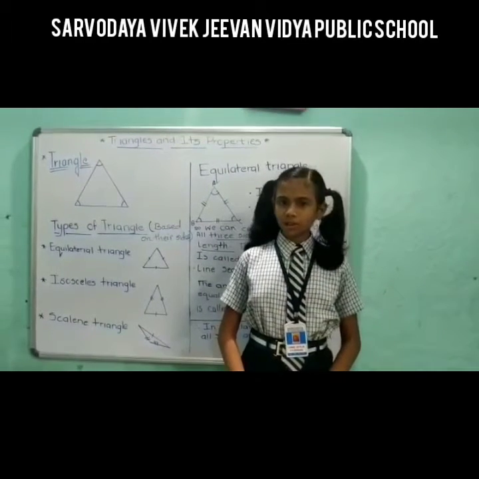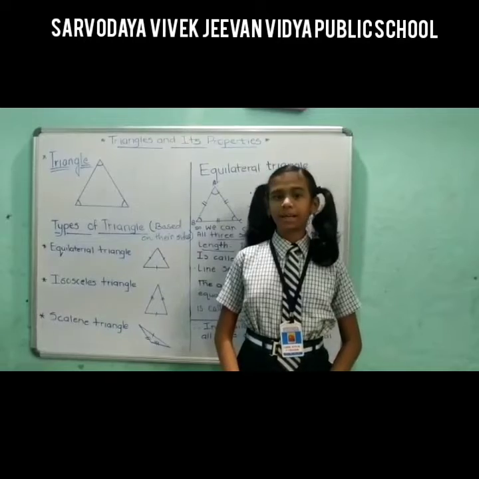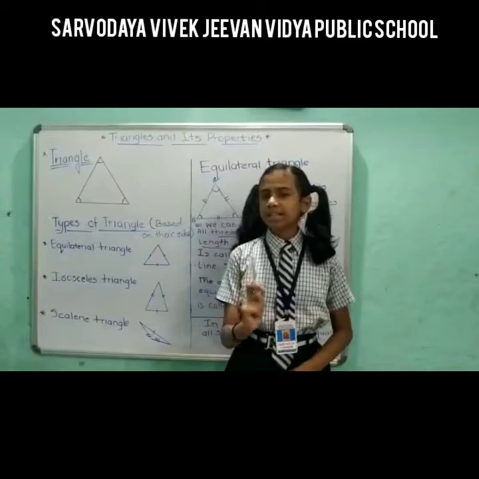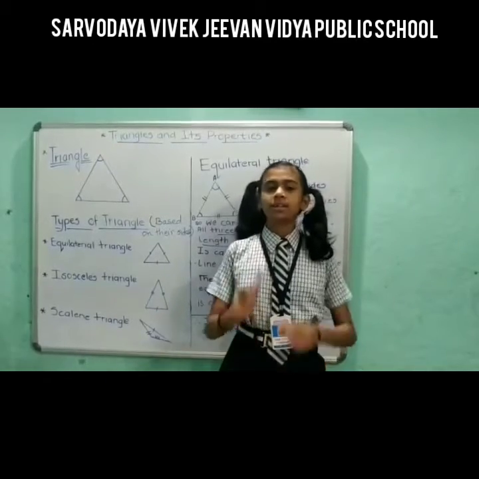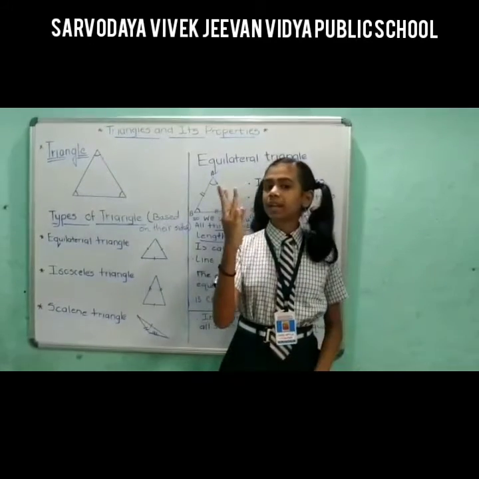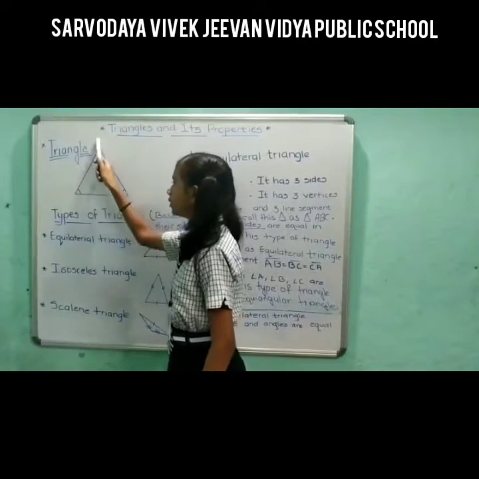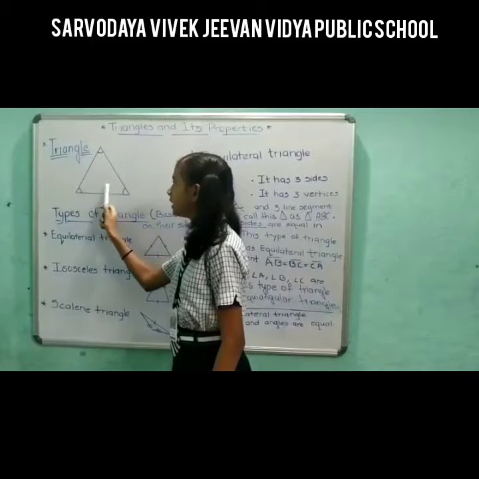Today we are going to learn a new and interesting topic in maths, triangle and its property. Do you know what is a triangle? A triangle is a closed figure made up of three line segments. It has three sides, three vertices and three angles.